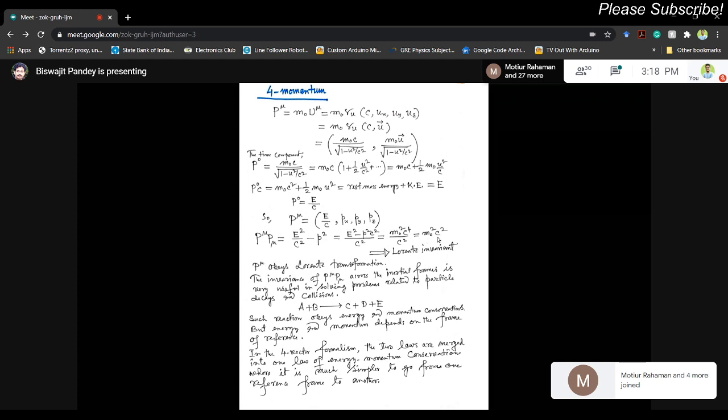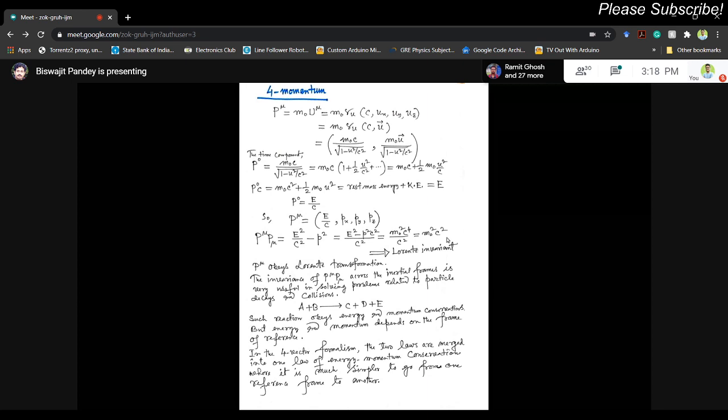Now you see, rest mass is constant, it's invariant. M0 doesn't change. The mass of a particle in its own rest frame is constant. If you go to another frame, then it may change, but it is constant in its own rest frame. And c is of course a constant in relativity. So m0 squared c squared is a Lorentz invariant quantity.